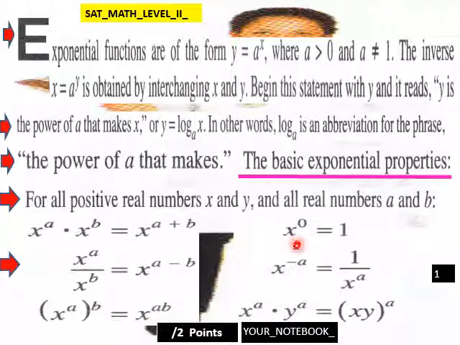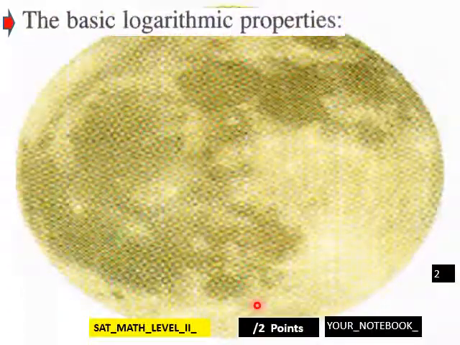Then x to the 0 will equal 1. X to the negative a is the inverse, 1 over x to the a. And then x to the a times y to the a will be xy to the a. These are all exponent properties that you should have had by now.